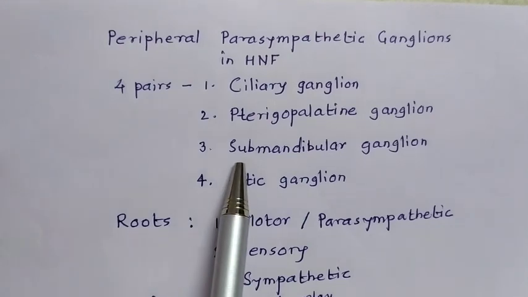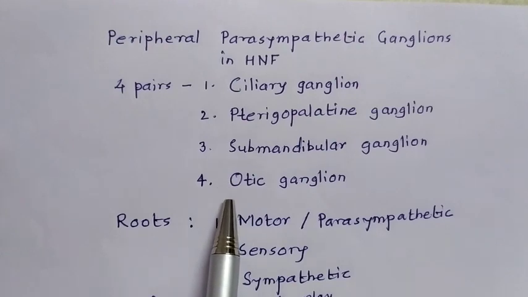The third is the submandibular ganglion. It is situated in the submandibular region. It is also suspended from the lingual nerve by two roots. And the fourth is the otic ganglion. It lies in the infratemporal fossa, just below the foramen ovale, medial to the mandibular nerve and lateral to the tensor palati.